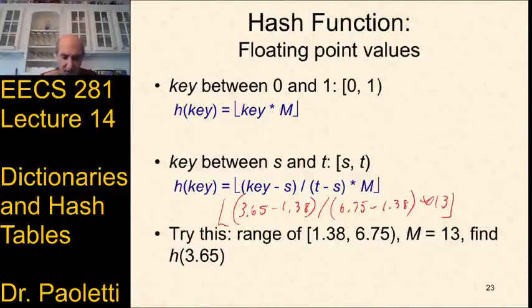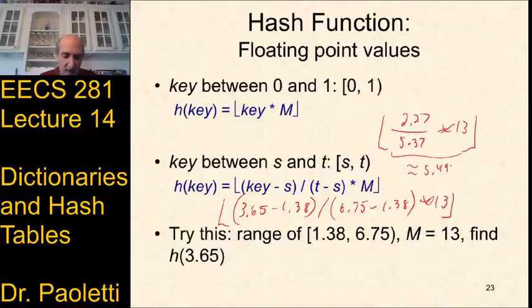Okay, we can simplify this one a little bit. That's 2.27 divided by, let's see, 5.37. Okay, take that, multiply by 13, take the floor, and now I'm beyond the range of my doing quick math in the head. This is going to come out to be approximately 5.95, which when we take the floor says you should go to index 5.